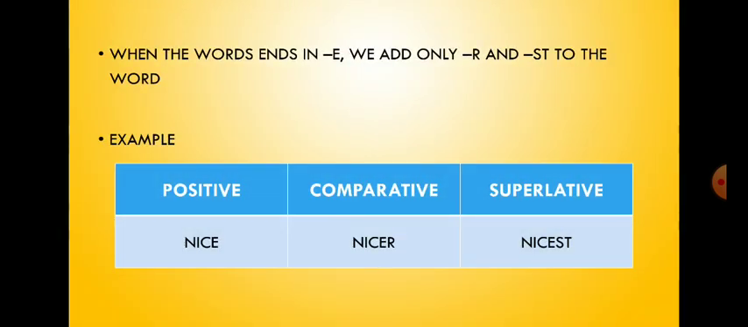The second rule. When the words end in E, we add only R and ST to the word. Let us see the example. The word nice ends in E, and to make it into comparative and superlative, we have added R and ST to the word. So it has become nice, nicer, nicest.